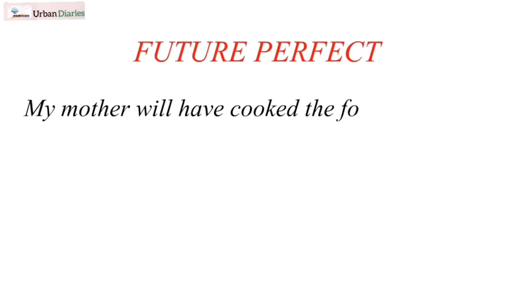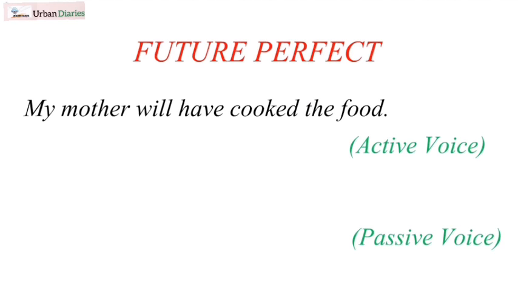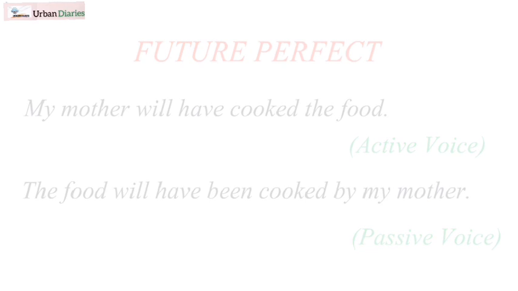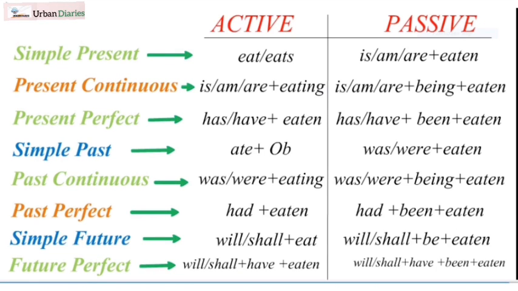Next is future perfect tense. You remember we don't change future continuous tense from active to passive voice. So this is the last one, future perfect tense. My mother will have cooked the food. And the passive voice will be, the food will have been cooked by my mother. Alright then, so this is how we completed all the tenses.